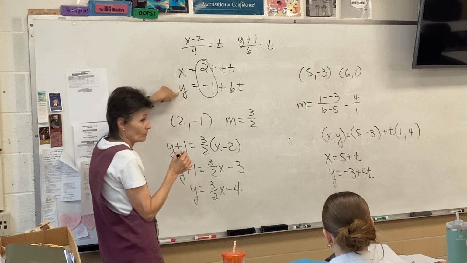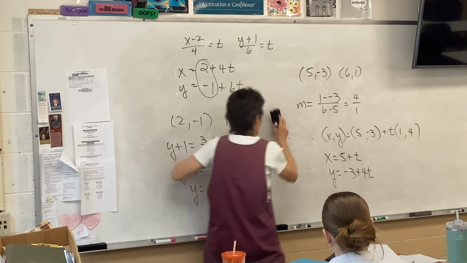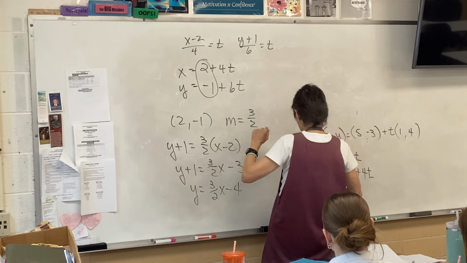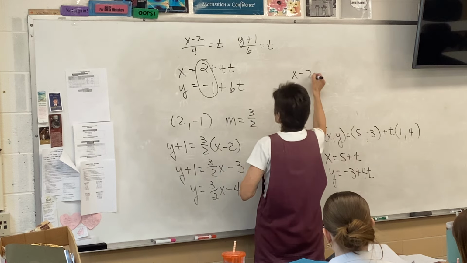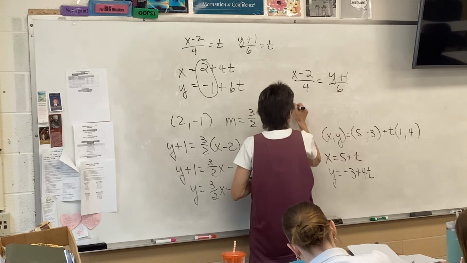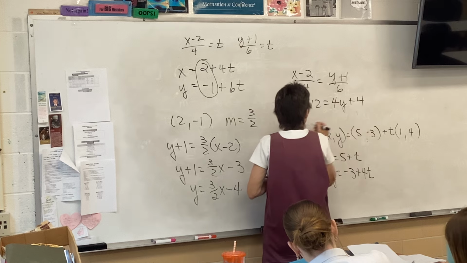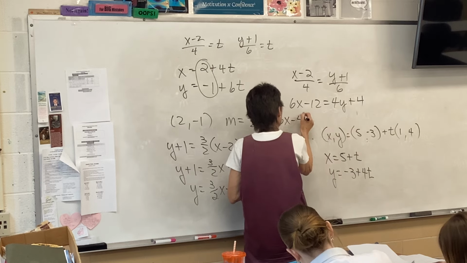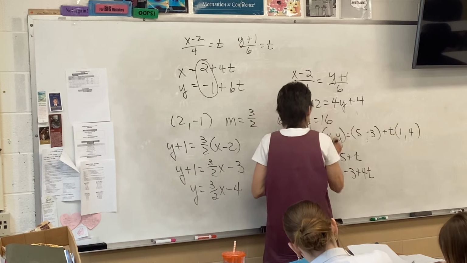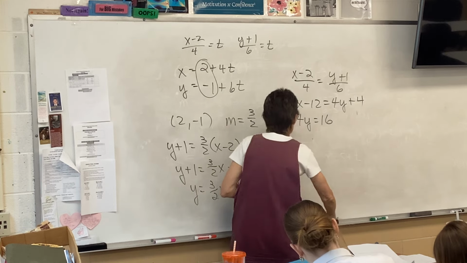What could I then do? Set them equal to each other. So that would be x minus 2 over 4 equals y plus 1 over 6. This is going to look a little bit different, but is that the same equation?